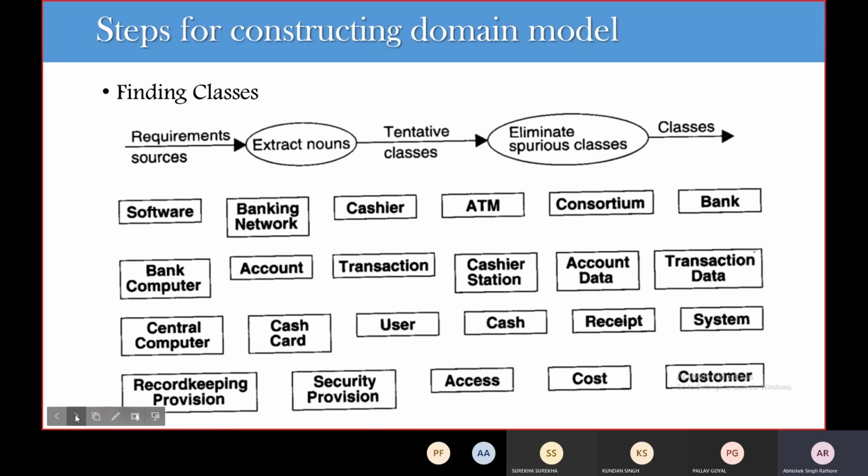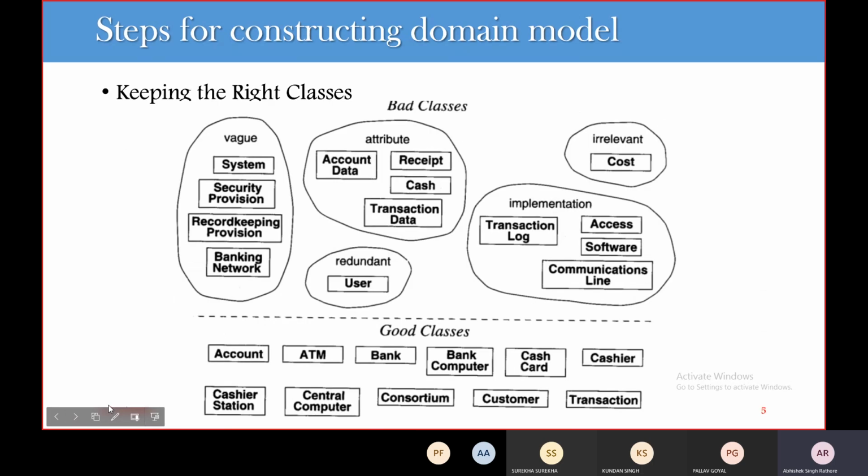Then the next step is to identify and keep the right classes in our model, and we have to remove the bad classes. So look at this figure. We have some different classes that are available.